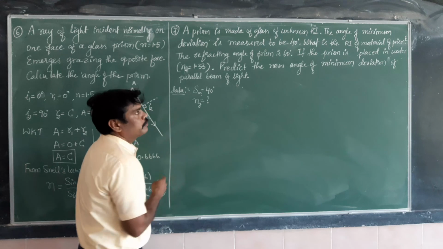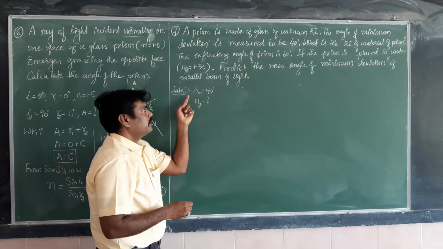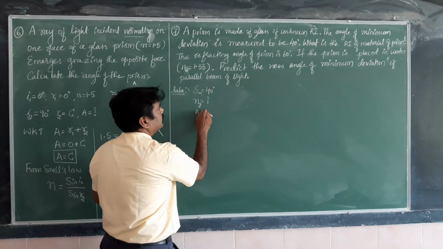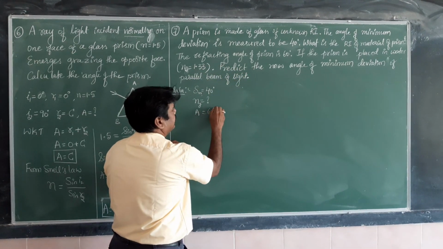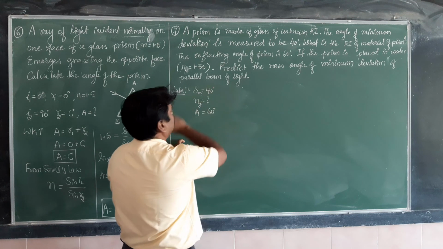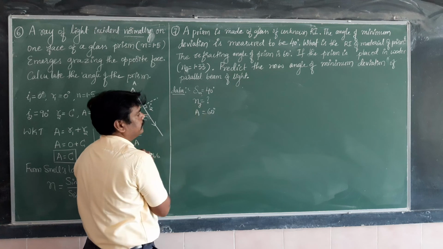In this problem, two parts are given. First, when the prism is placed in air medium, whose angle of the prism is also given. The refracting angle of the prism is 60 degrees. If the prism is placed in water, that is the second part. In the first part, we have to find the refractive index of the glass.